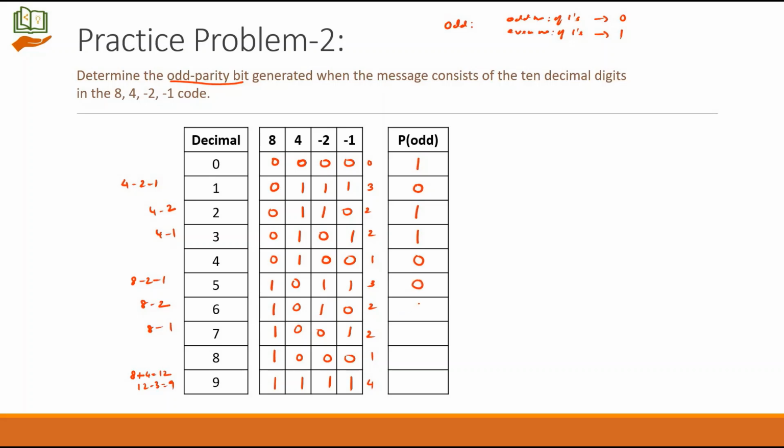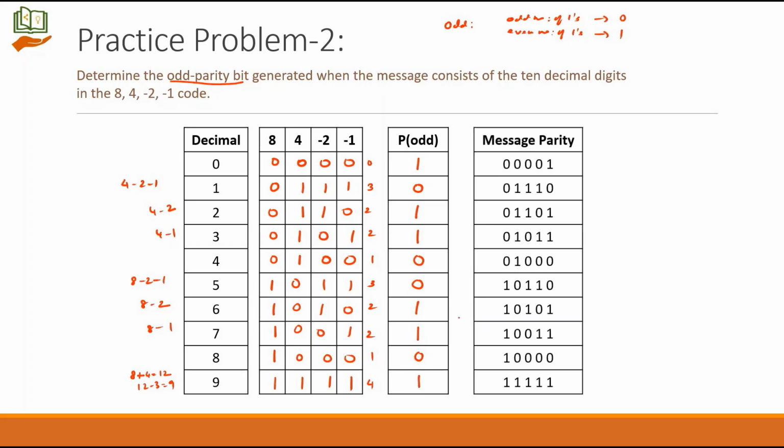2 is even, we are writing 1. 2 is even, we are writing 1. 1 is odd, we are writing 0. 4 is even, so we are writing 1. Now, taking the message and parity together, the message will be written first and the parity next. Since they have not mentioned where it has to be placed, we are writing in the usual order.